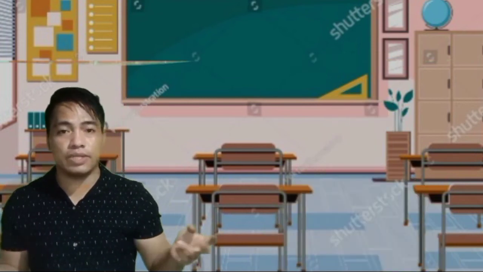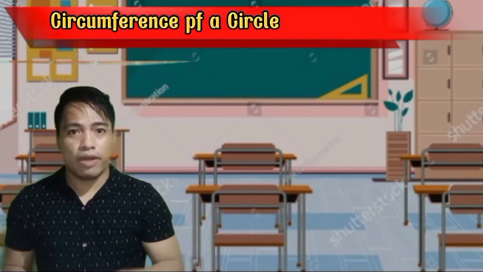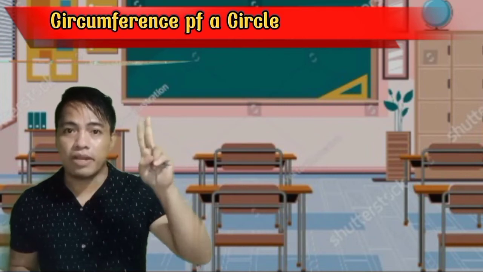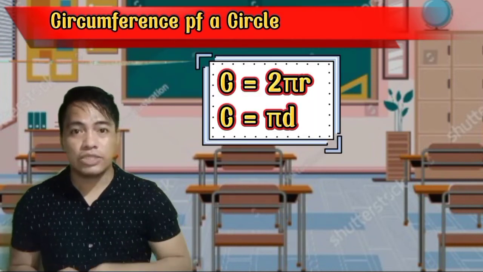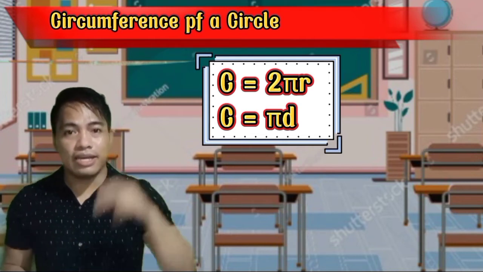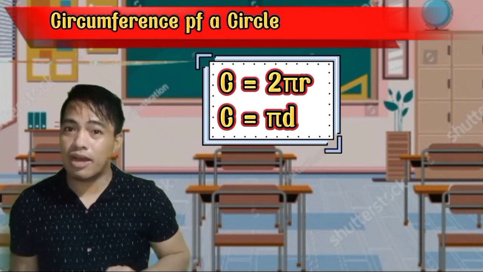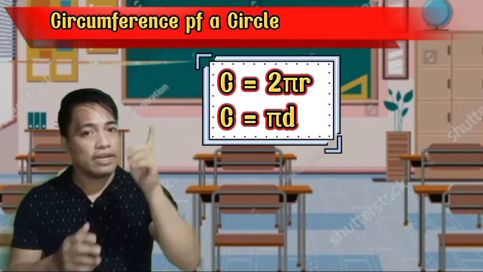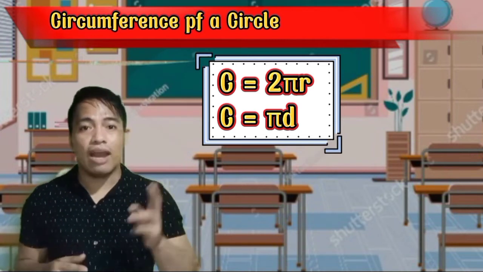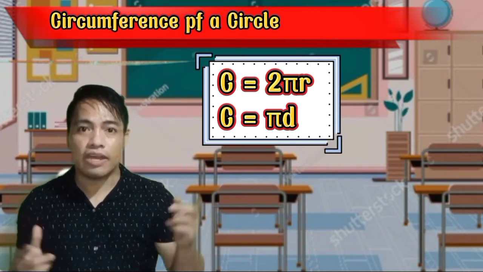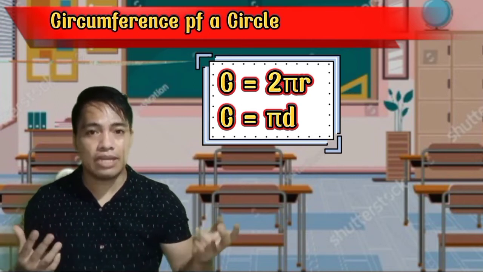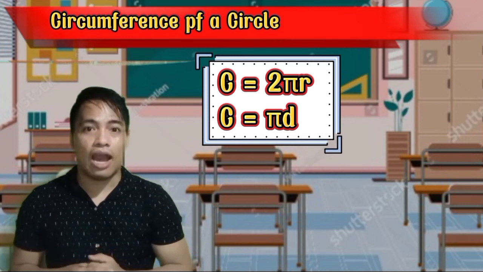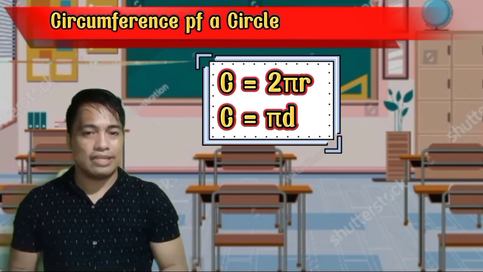Let's proceed to the circumference of a circle. In this classification, there are 2 formulas that we're going to use. First, we have C equals 2 pi r, and next is C equals pi d. The first formula is used when the given problem asks us to find the value of the radius. And the second formula, if the given problem that we're going to find is what? Our diameter. Did you get it?